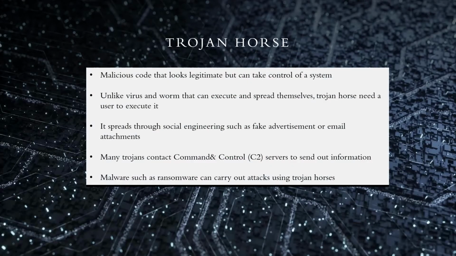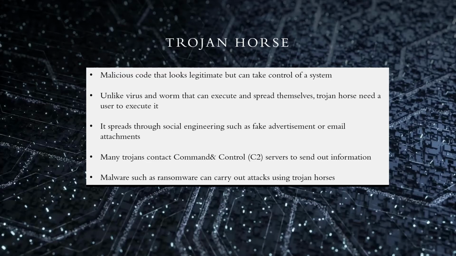A Trojan horse is a type of malware embedded in software and acts like a backdoor to gather information from a system. It is mostly found in the trial version of some software. A Trojan horse is a piece of code that looks legitimate but can take control of a system. Unlike viruses and worms that can execute and replicate themselves, a Trojan needs a user to execute it. It spreads through social engineering, such as fake advertisements or email attachments. They can perform a range of malicious actions.